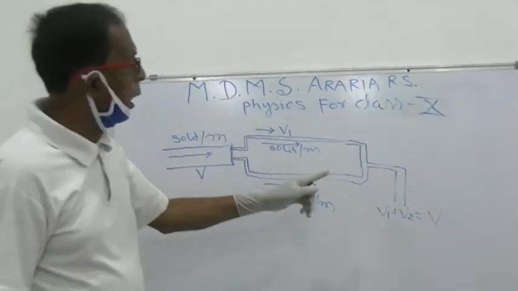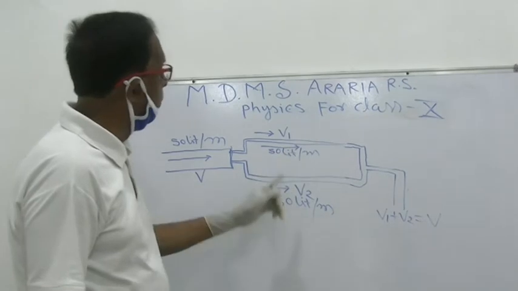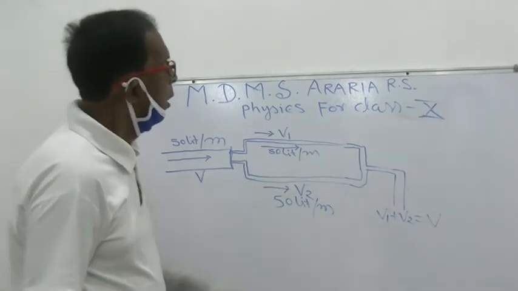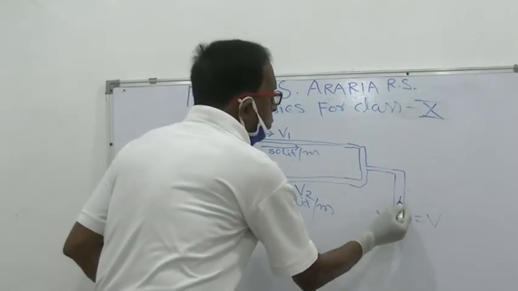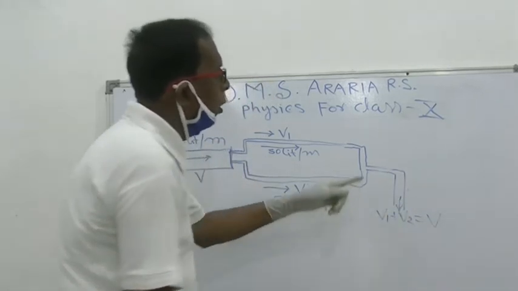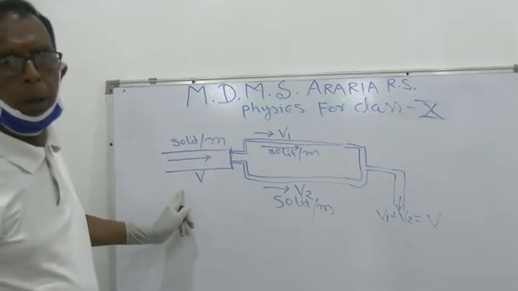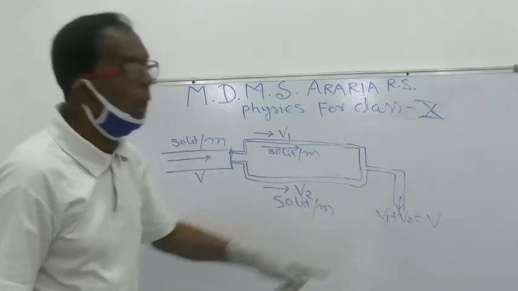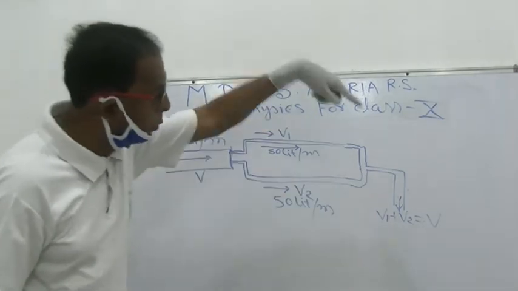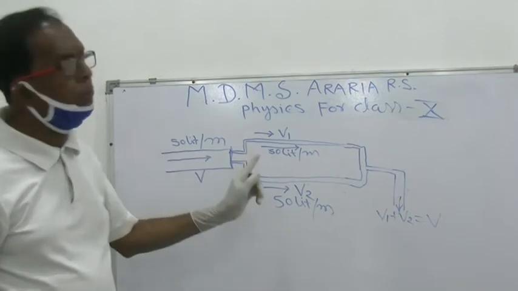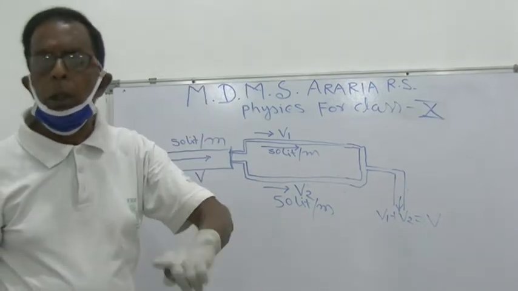And after some time, when these two pipes are connected with each other, then at outlet position, the total volume of the water is same like this main pipe, that is V. And the total current of the water at this point is also 50 liter per minute.